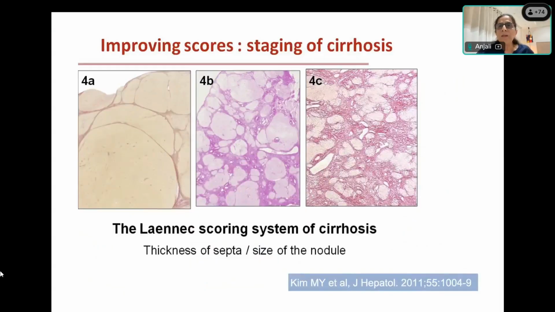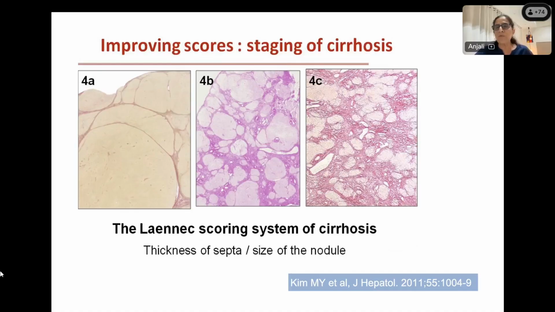Now going to another staging system for liver fibrosis. This is 4A, 4B in the middle, and 4C on the right. This is another scoring system for liver fibrosis in chronic hepatitis, and these are all examples of liver cirrhosis. In 4A, the fibrous septa are very thin and the hepatic nodules are broad, the larger nodules. As against B and C, here the hepatic nodules are moderate size with definitely increased fibrous septa as compared to 4A.